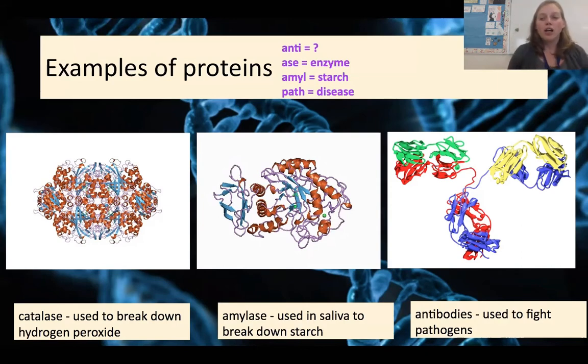Now, the peroxide is naturally produced by your body, so you have the catalase in there regardless, so that you can get rid of this natural production of hydrogen peroxide so that it does not poison you.